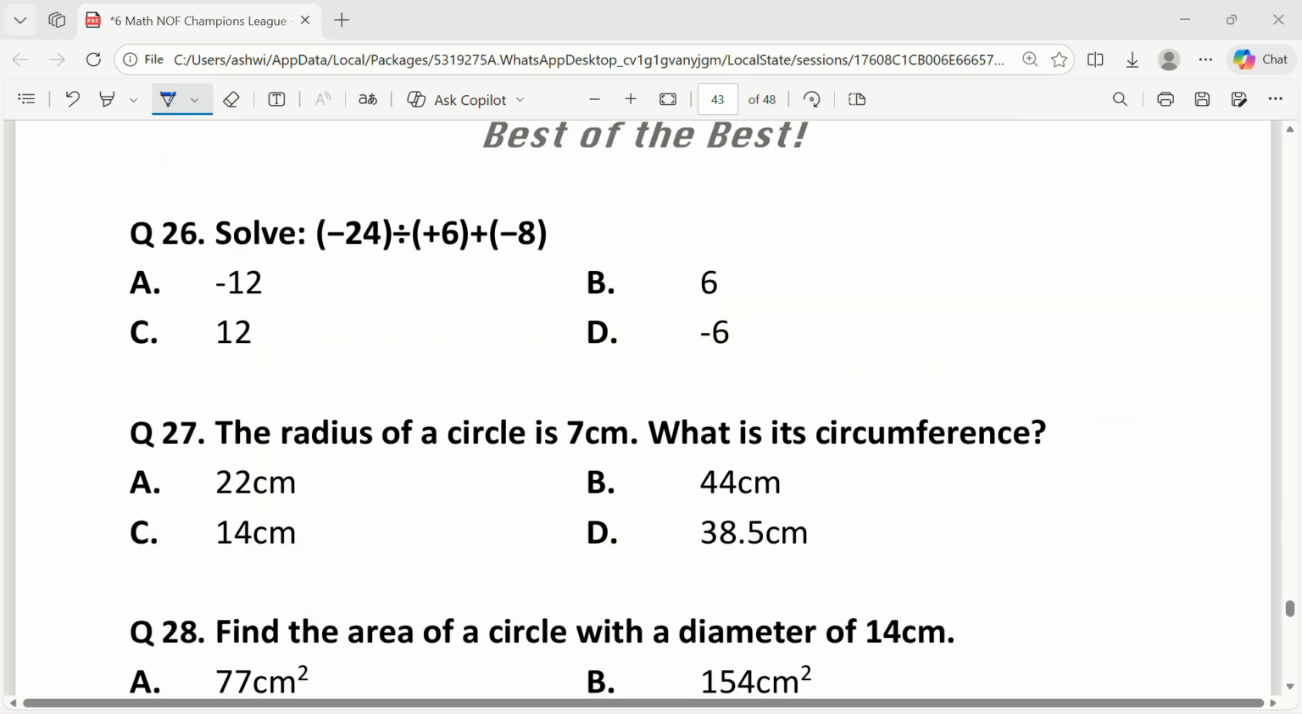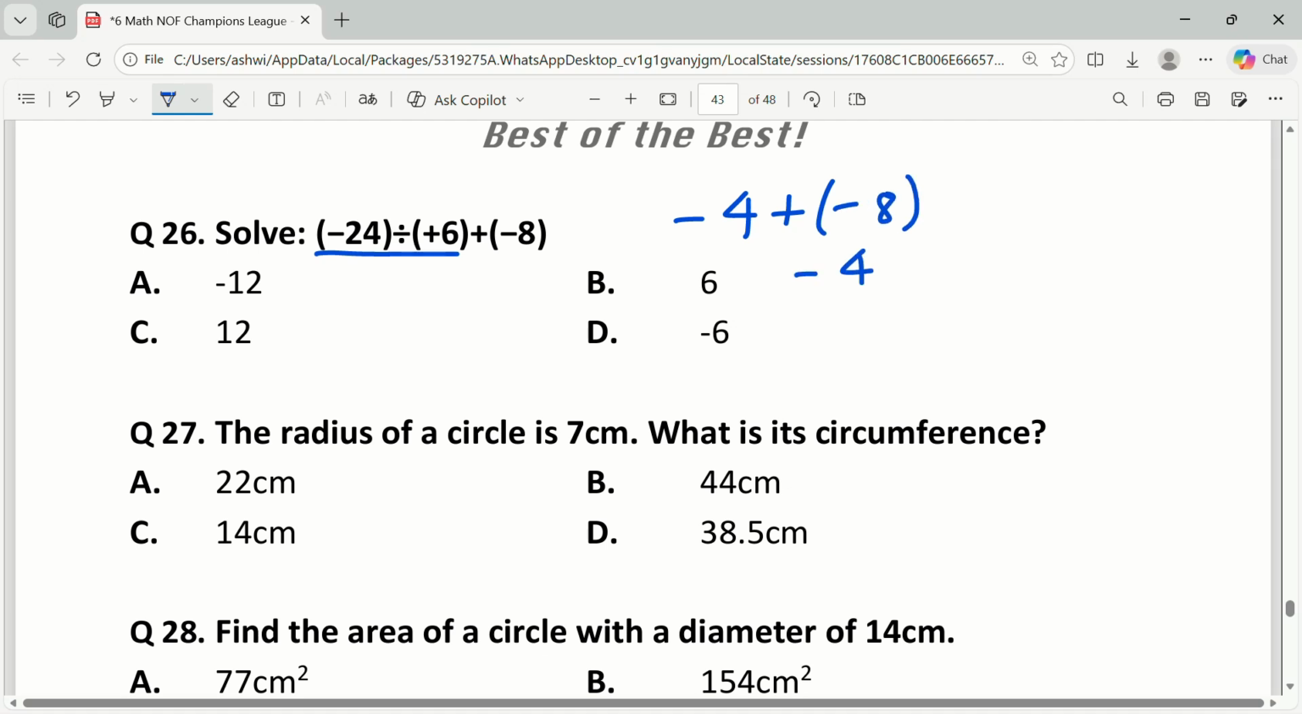Question 26. Solve minus 24 divided by plus 6 minus plus minus 8. The first operation is division. That is minus 24 divided by plus 6. That is minus 4 plus minus 8. That is minus 4 minus 8, which is equal to minus 12. Comparing with the options, the answer is A.